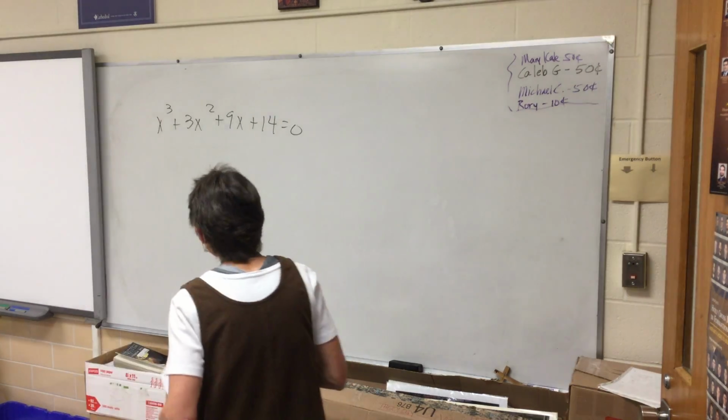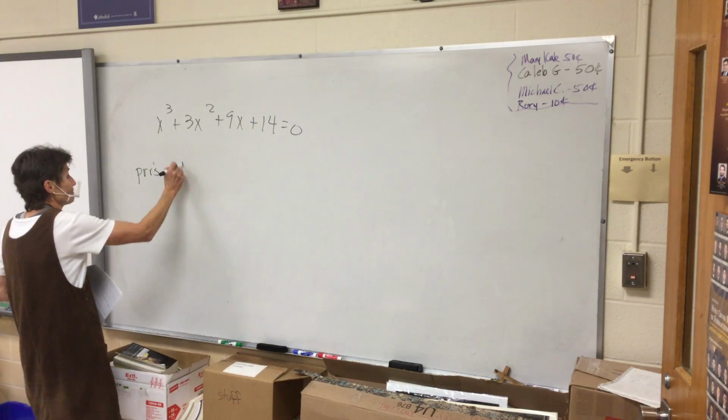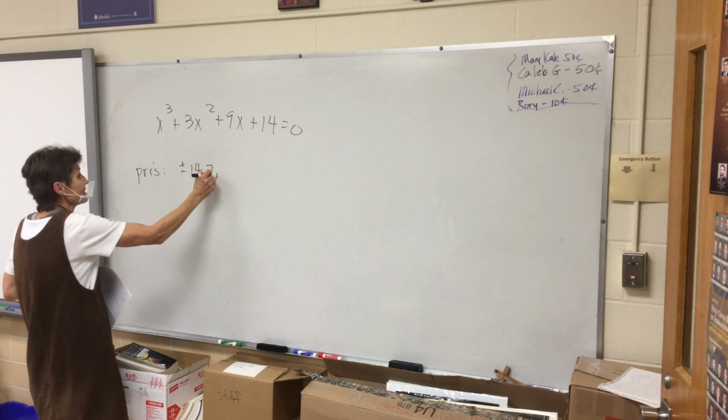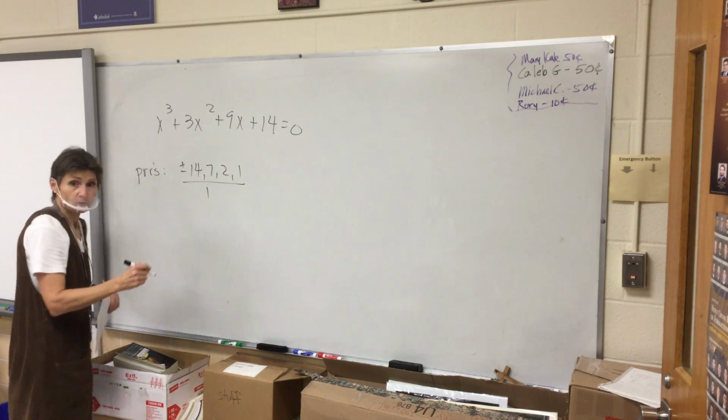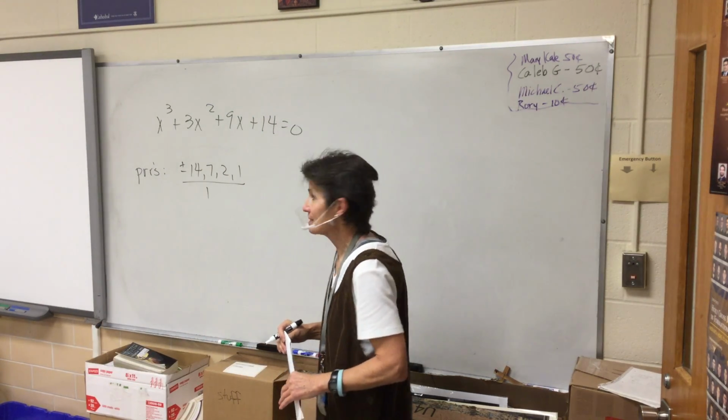Find the PRRs. That's exactly right. So what are your possible rational roots? Factors of 14 over factors of 1. Easy peasy. Now we'll just start guessing.